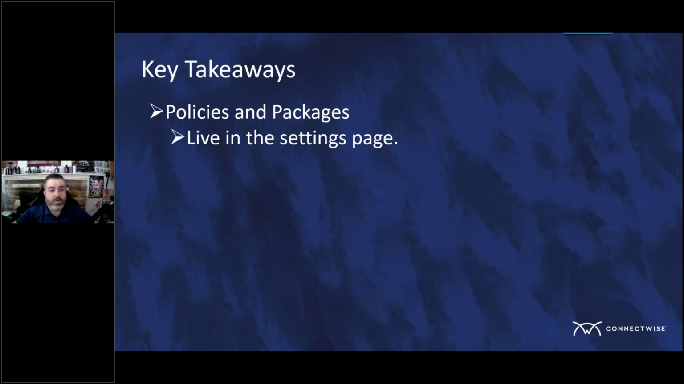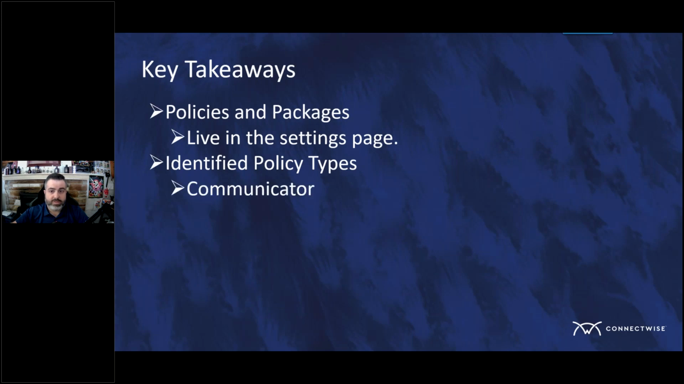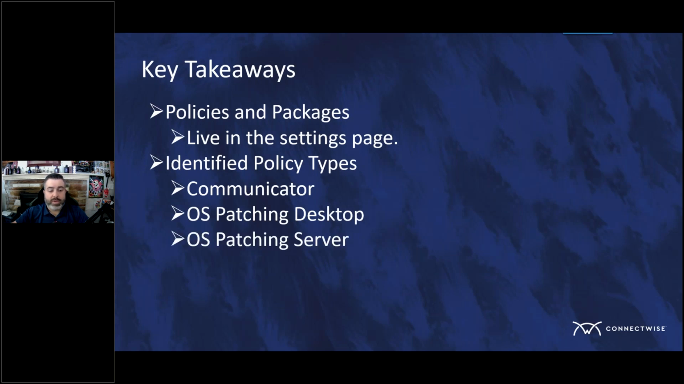Okay, so some key takeaways for this is policies and packages. They, of course, live on the settings page from the navigation menu on the left of ConnectWise RMM. We identified the policy types at the time of making this presentation. There are 3 of them: the communicator, the OS patching desktop, which contains the Mac patching capability, and the OS patching server, which does not contain the Mac patching capabilities.